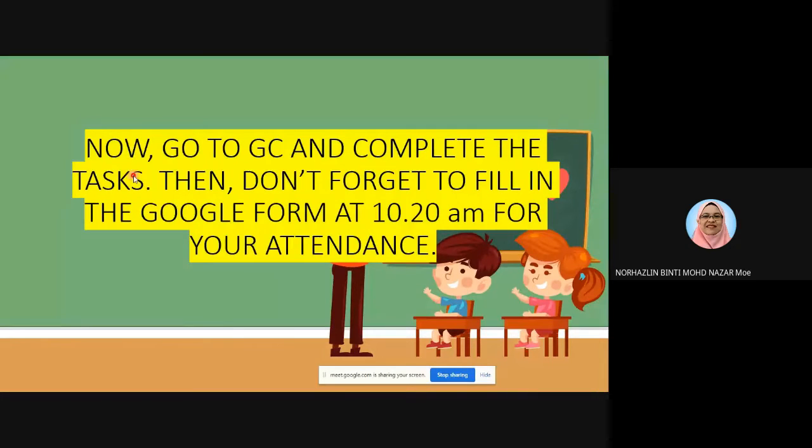Alright. In my slides in the Google Classroom, you will see how to write your index. So now, go to GC and complete the 3 tasks. Don't forget to fill in the Google form at 10:20. It's 10:20, 10:25, 10:30, because Google Classroom's time is not the same as ours. For your attendance.